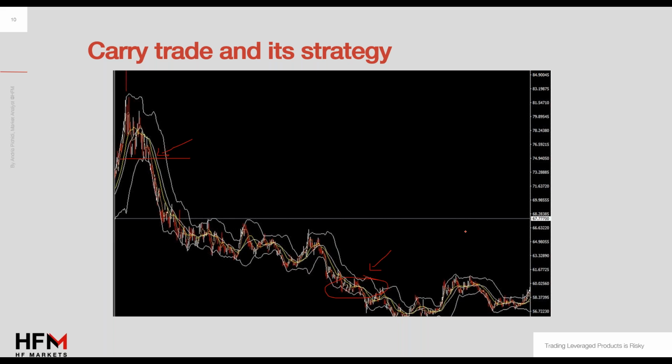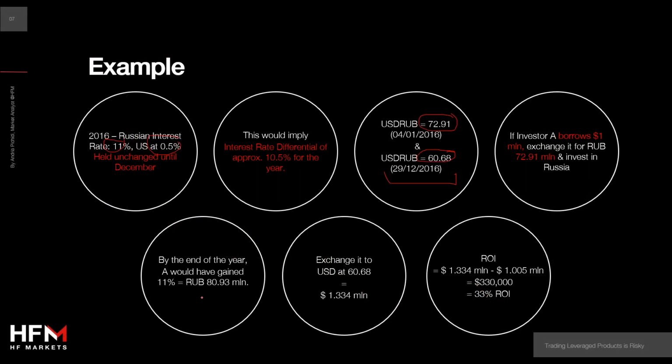Now, imagine that someone borrowed $1 million, exchanged it to rubles, so we had 72.91 million, and invested it in Russia. By the end of the year, he would have gained 11% on his investment, so he will have a profit. Let's see the maths behind it: 80.92 million Russian rubles. If we exchange it back to dollars, it will give him a profit of around $330,000. So that's a return on investment of up to 33%.